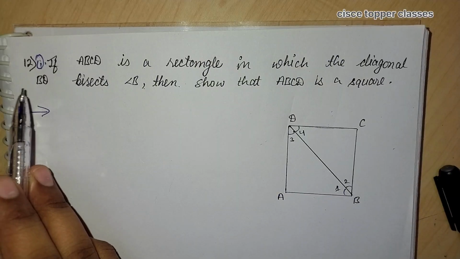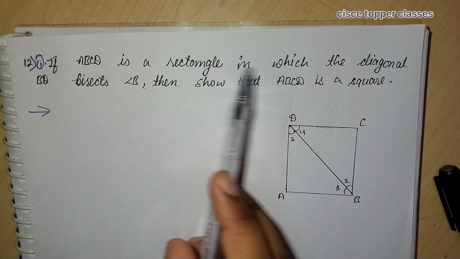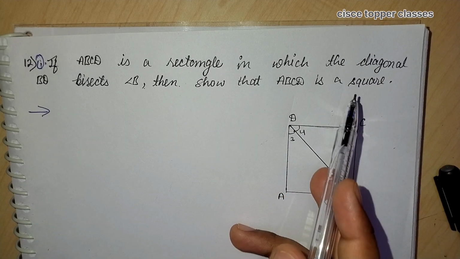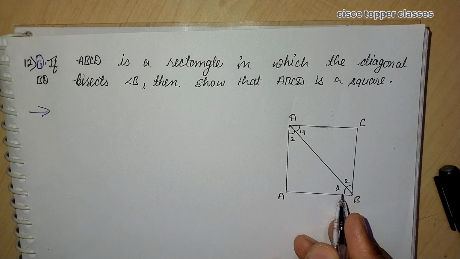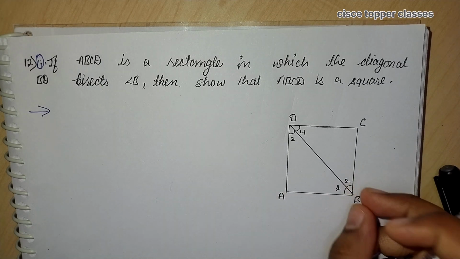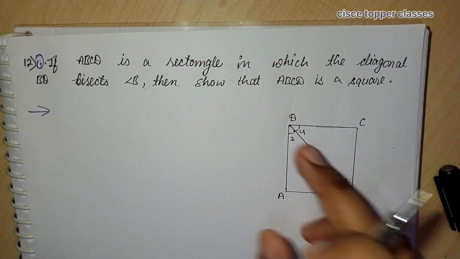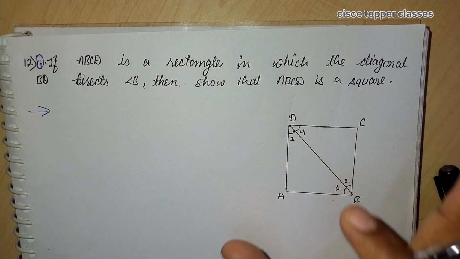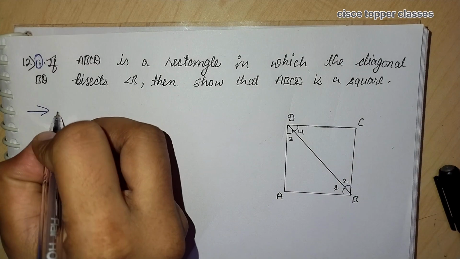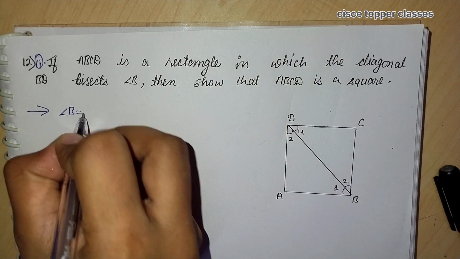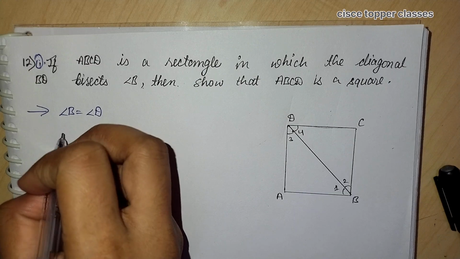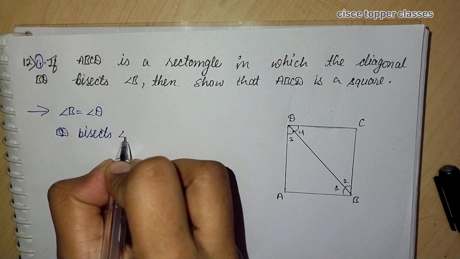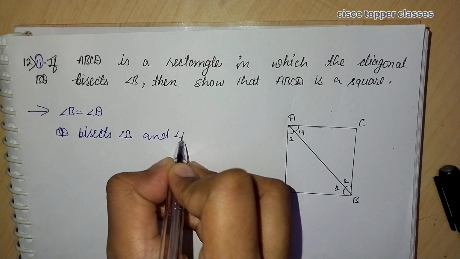Now let us solve question number 12, first part. If ABCD is a rectangle in which the diagonal BD bisects angle B, then show that ABCD is a square. From here we can see that if BD bisects angle B, then it will bisect angle D also, because opposite angles are equal in a parallelogram and a rectangle is a parallelogram. So we have angle B is equal to angle D.